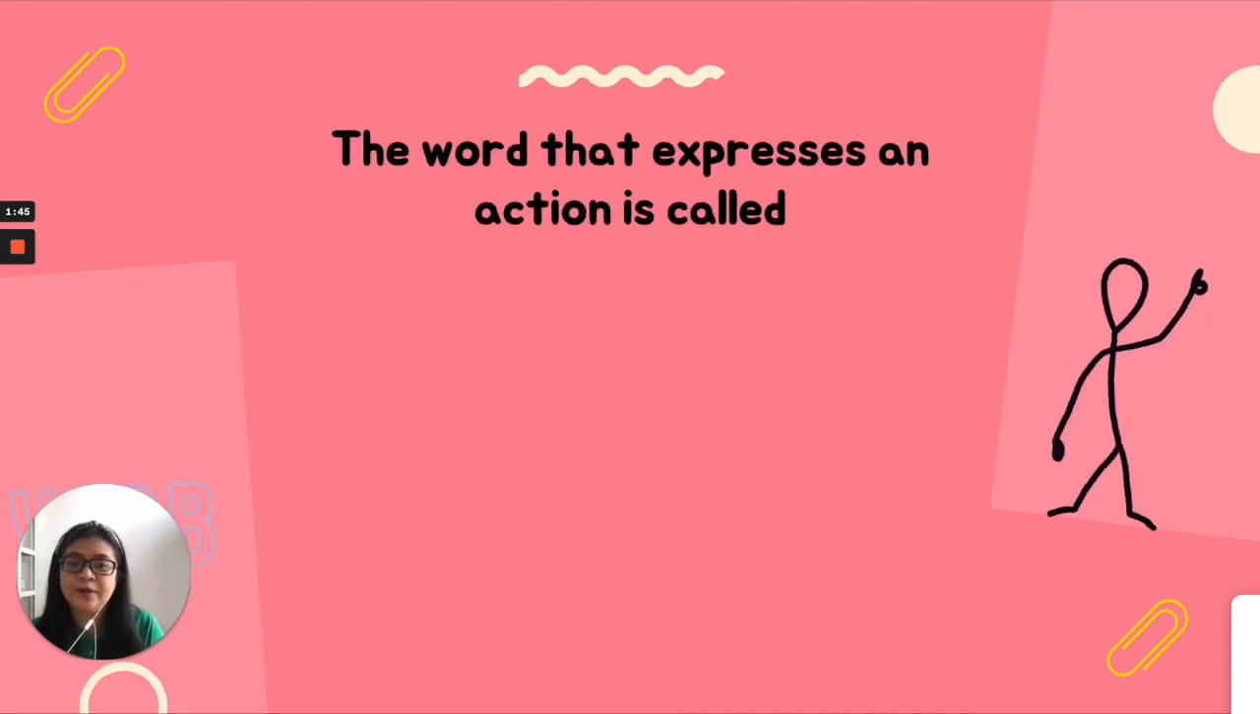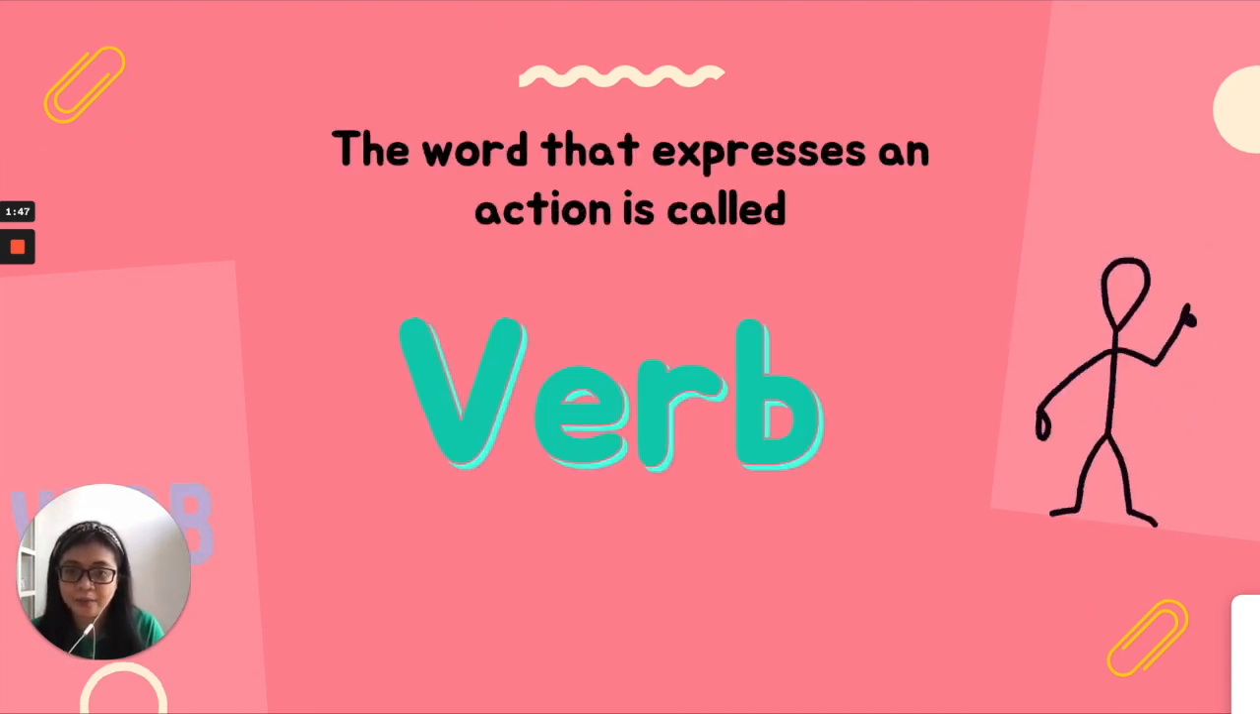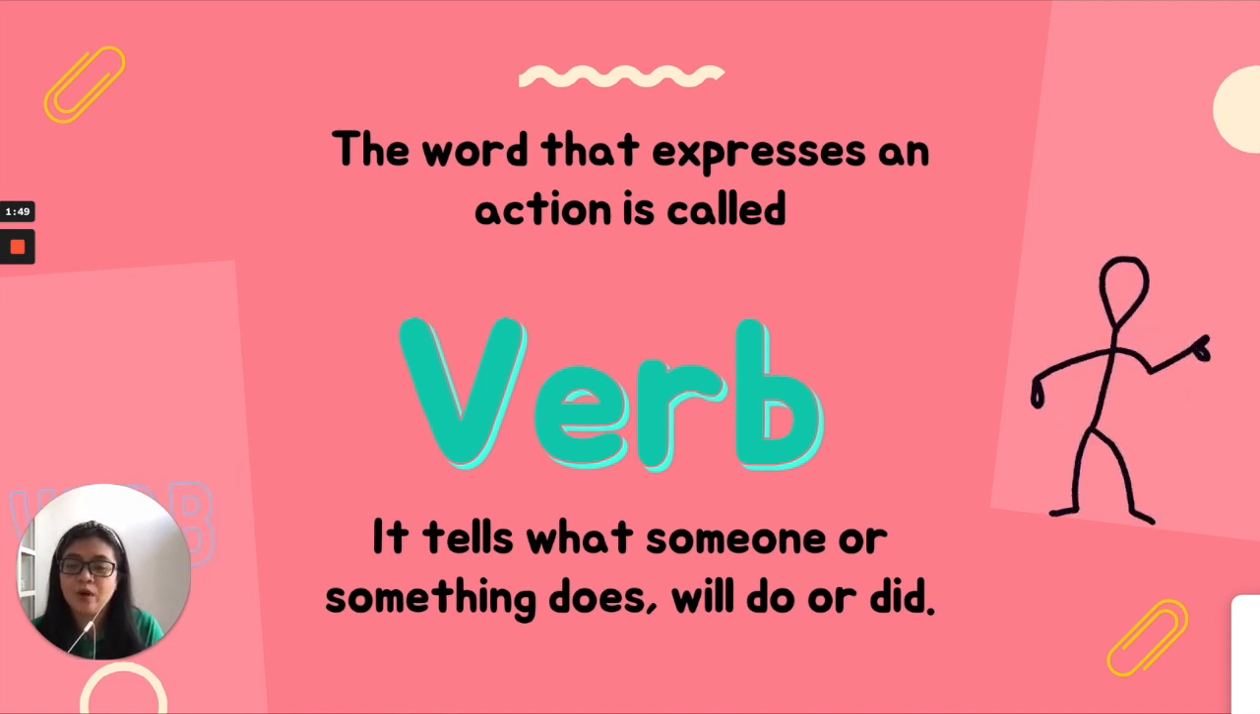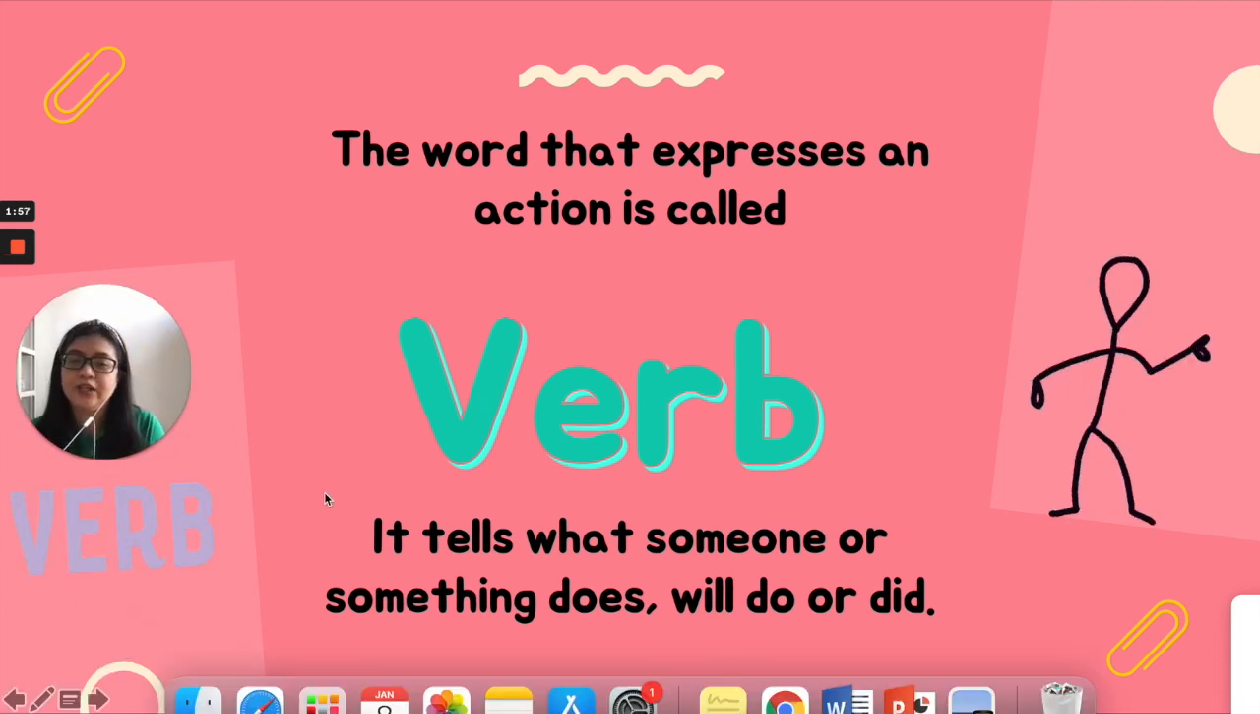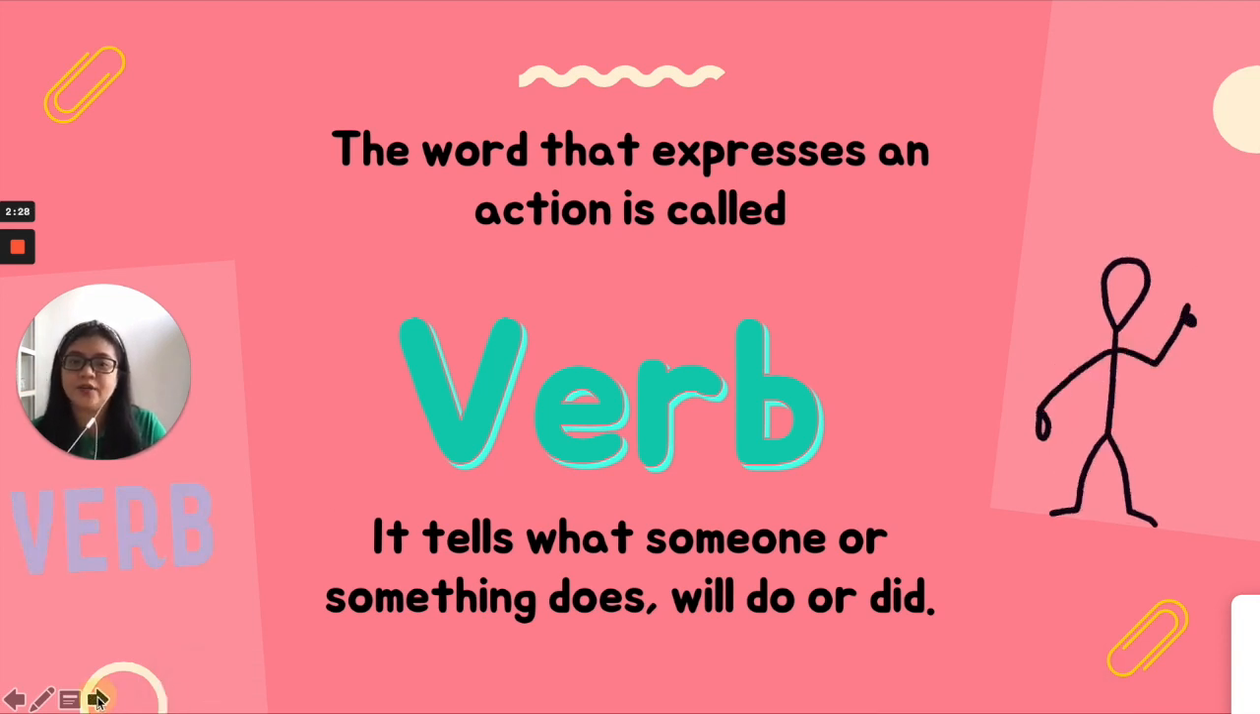The words that express an action are called verbs. A verb tells what someone or something does, will do, or did. So it can be an action word that happened before. It can be an action word that is happening right now, or it can be an action word that will happen in the future. Okay? So something that is done before, something that is currently being done, and something that will be done in the future. Okay, let's go to the next slide.